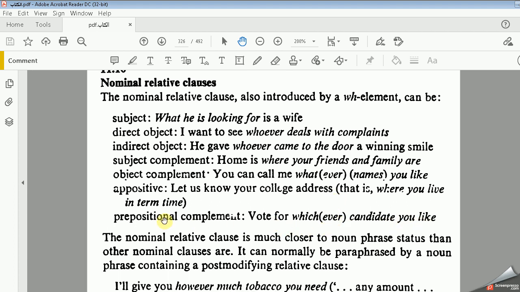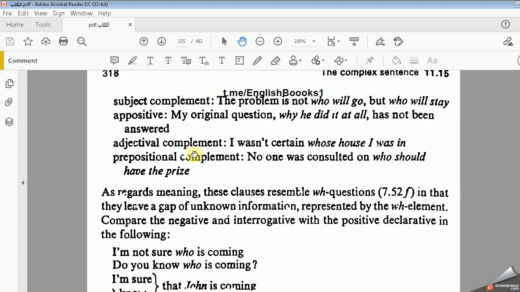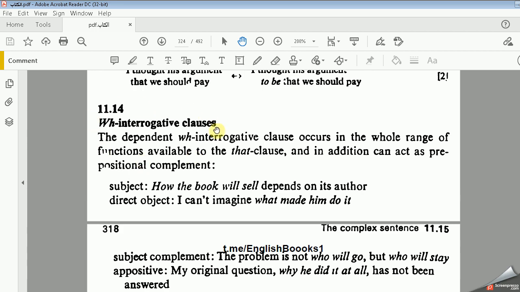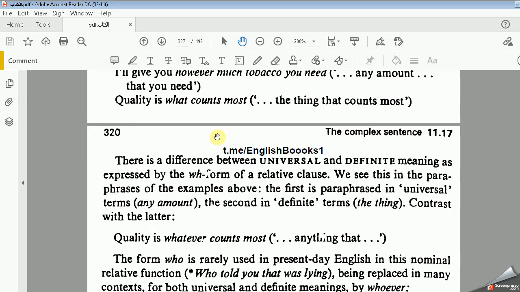So as we see in these different positions or occurrences of this nominal relative clause, they are almost similar to the occurrences or positions of the WH interrogative clauses. So this is one point.